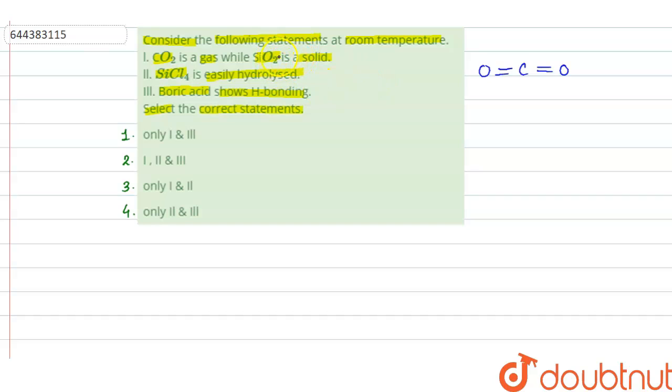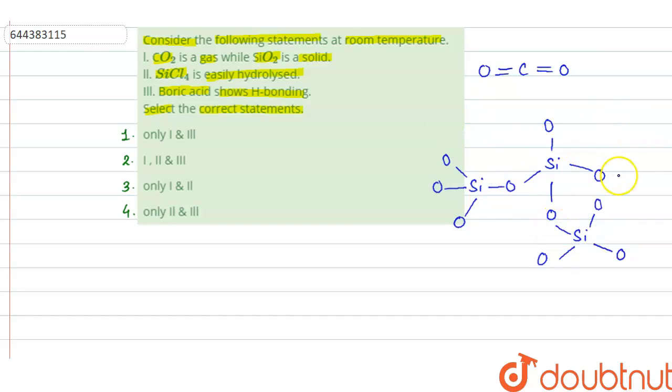It has a giant structure, right? In SiO2, each silicon atom is tetrahedrally bonded to 4 oxygen atoms. So if we look at the structure of SiO2, it will be like this. We have silicon and it will be bonded to 4 oxygen atoms tetrahedrally, right? Here we get silicon, then here we get silicon. So this type of giant structure will be there in SiO2, right? So it is a network solid. So at room temperature, CO2 is a gas while SiO2 is a solid. So this statement is absolutely correct.